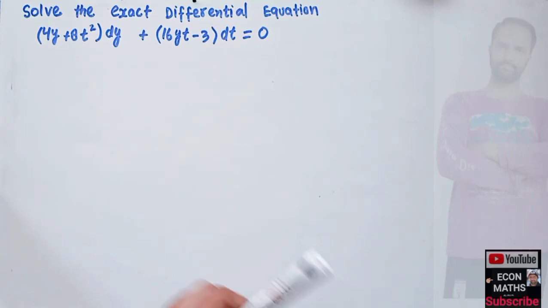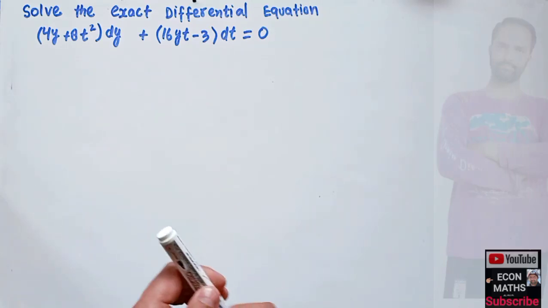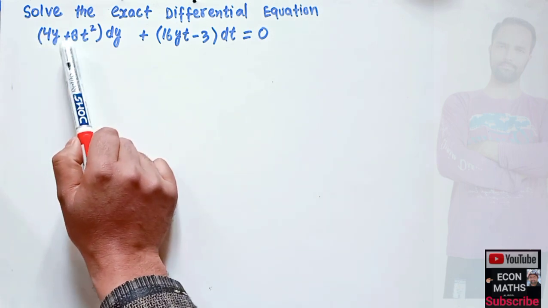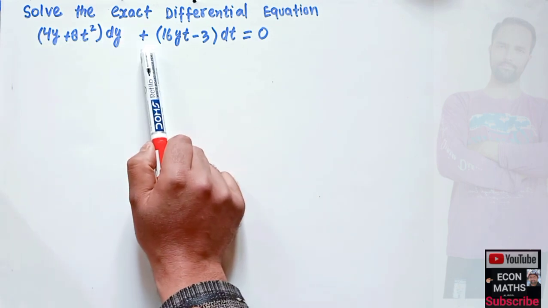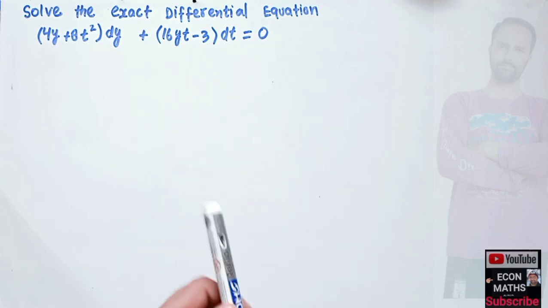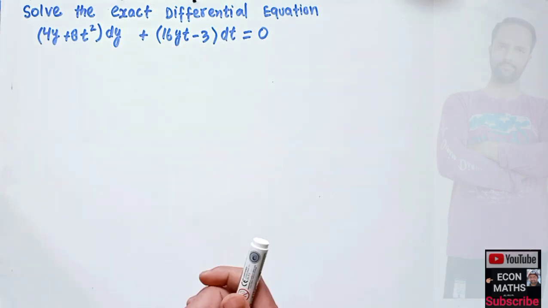Let us solve a question on exact differential equation. The question is: solve the exact differential equation (4y + 8t²) ∂y + (16yt − 3) ∂t = 0. We have to solve this exact differential equation.